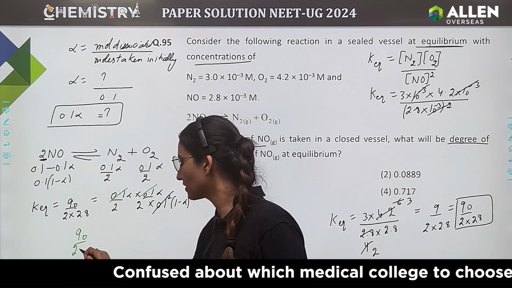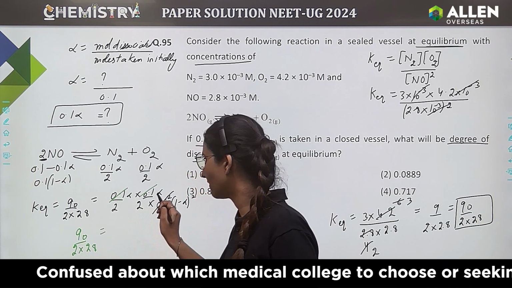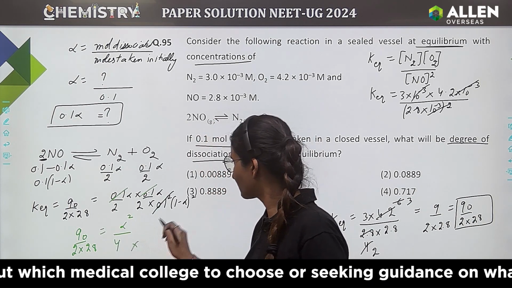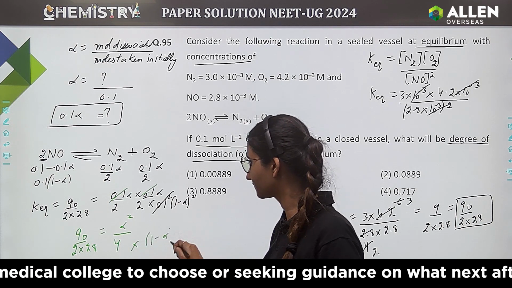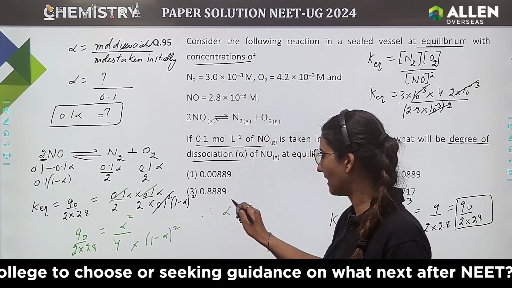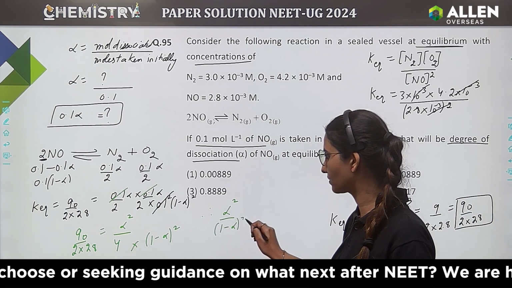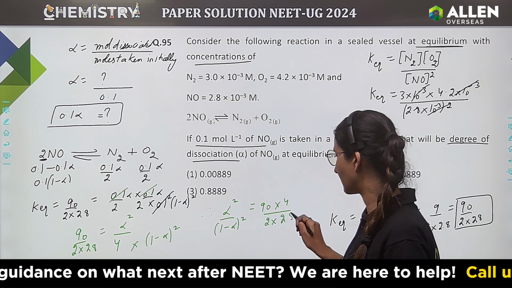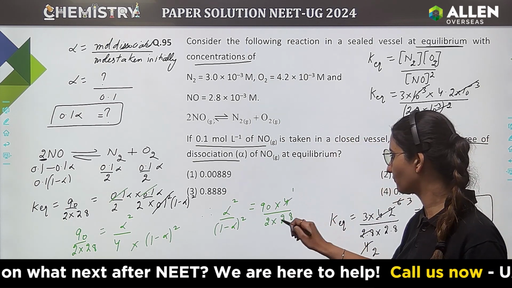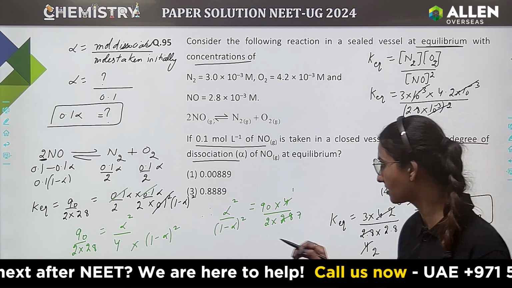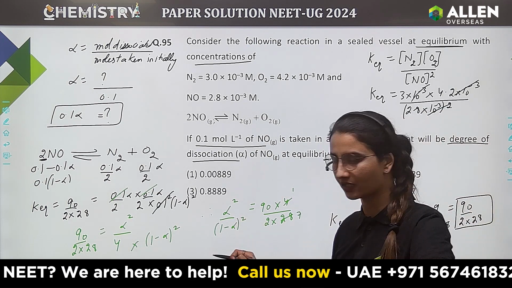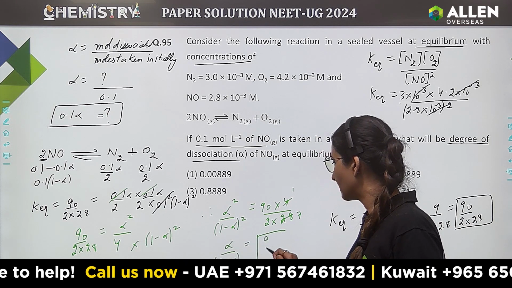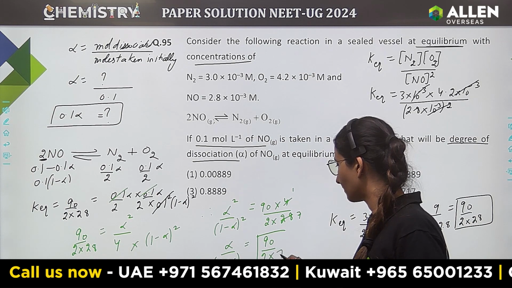90 by 2 into 28 is equal to alpha into alpha, which is alpha square. 2 into 2 is, students, 4. Here it is 1 minus alpha square. So I can write, therefore, alpha square by 1 minus alpha square is 90 into 4 by 2 into 28, right? 4 ones are 4, 4 sevens are 28. Further simplify it. So I can take under root directly, no? So alpha by 1 minus alpha is under root of 90 by 2 into 7.